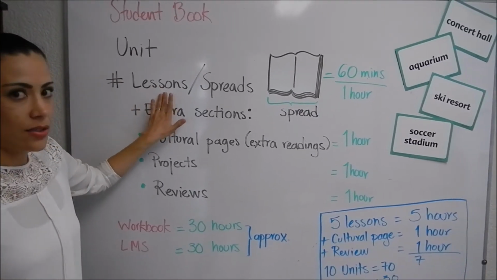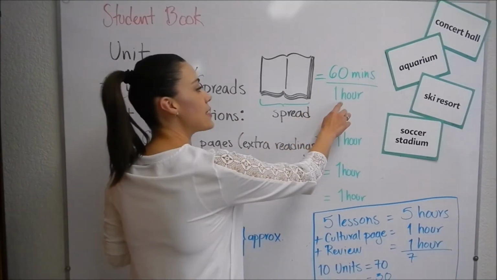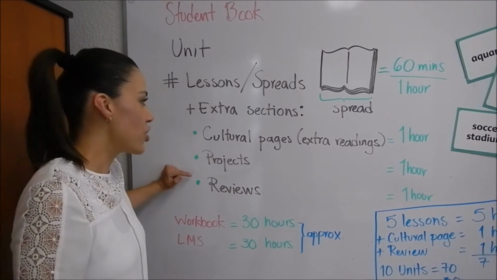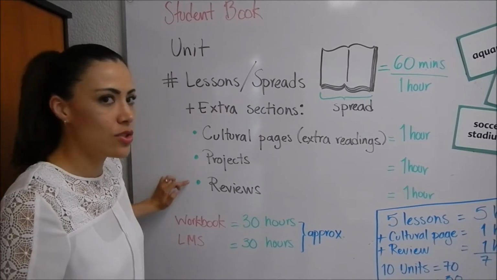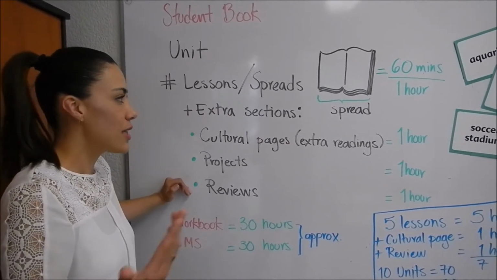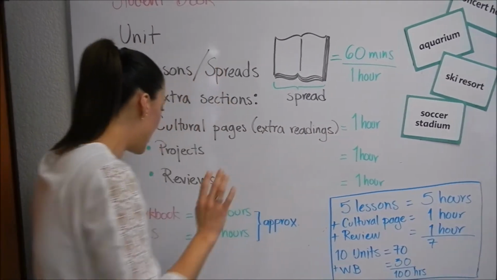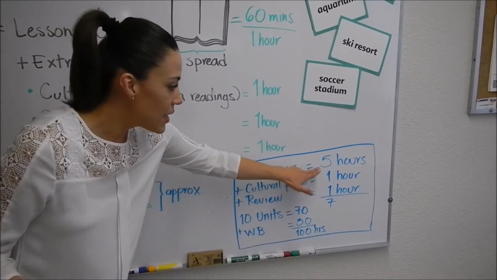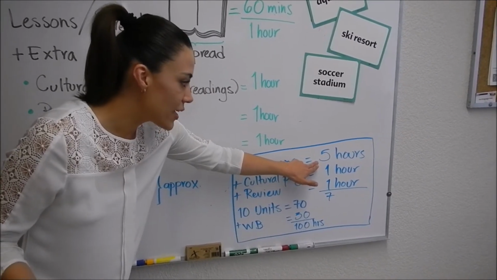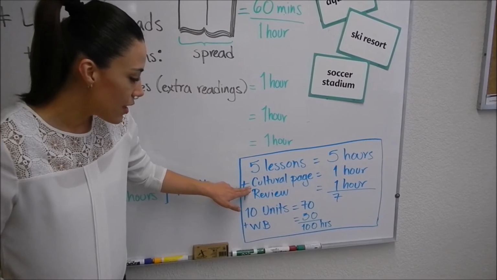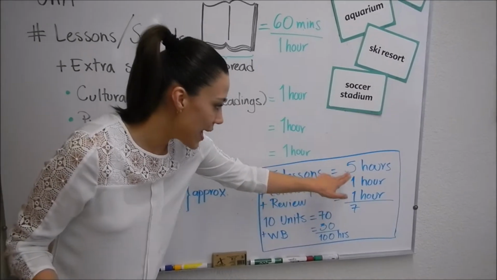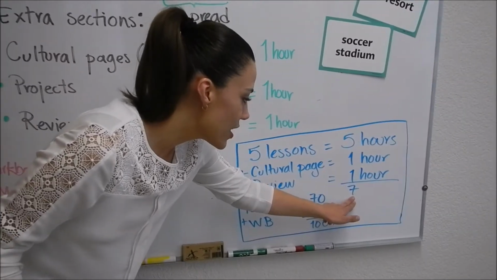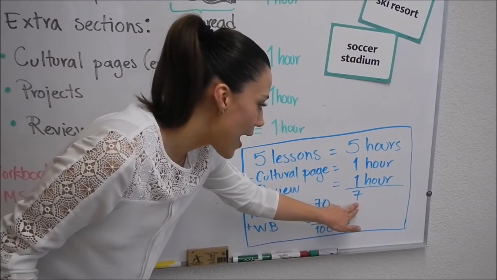So each lesson or spread of the unit was designed to last around 1 hour. Then there might be also some extra sections, so probably cultural pages, projects, or reviews. Each of these extra sections will last around 1 hour. And finally, if we have, for example, 5 lessons in each unit, it means you will have around 5 teaching hours. Then take into consideration the extra sections I mentioned. Each one of those will last 1 extra hour. If you have 2 of these, it means your teaching hours per unit would be 7 hours.